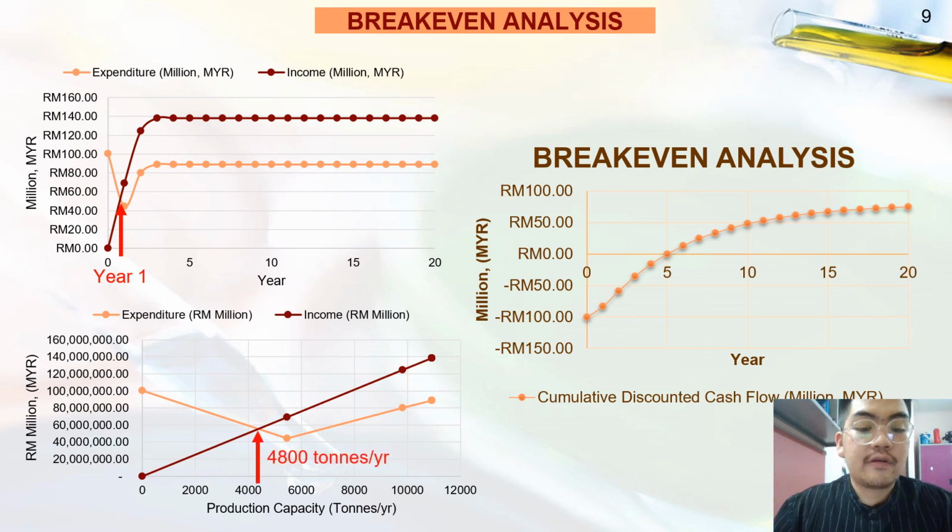Next, from the second graph, the break-even point for production capacity is 4,800 tons per year. Thus, this plant is favorable since the production capacity is larger than the break-even point. Next, from the third graph, we can see that the production plant starts gaining profit at the 5th year of production, since the cumulative cash flow started to show positive cash flow during that time.